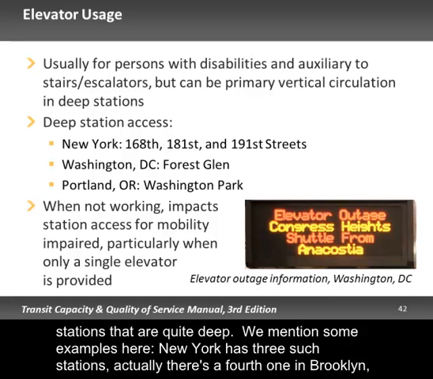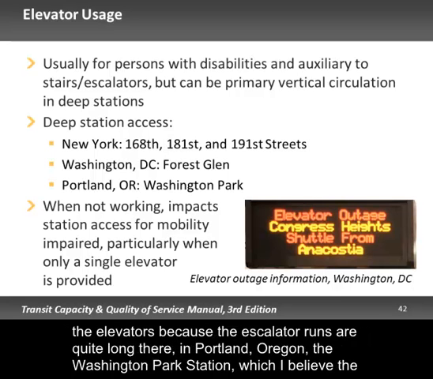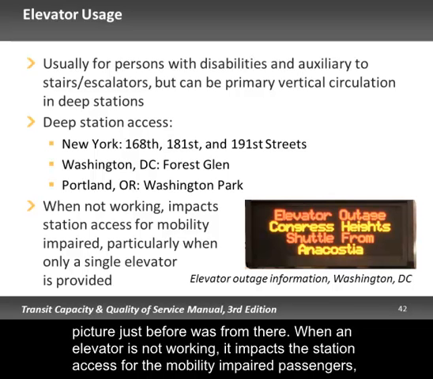New York has 3 such stations. Actually, there's a 4th one in Brooklyn. Washington, D.C. mentioned Forest Glen. There are others in Washington, I know, where quite a few of the people use the escalator or use the elevators because the escalator runs are quite long there. And in Portland, Oregon, the Washington Park station, which I believe the picture just before was from there.